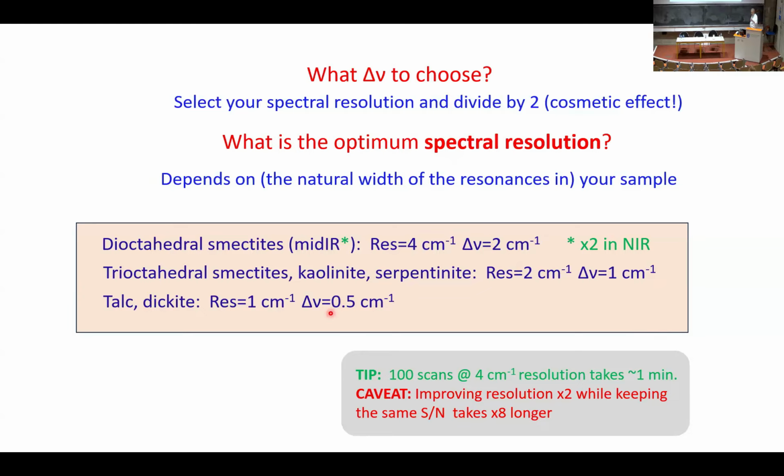Now there is a catch here. If you want to collect a good spectrum, 100 scans for averaging at 4 wave numbers resolution, on a moderate spectrometer, you need about 1 minute. If you want to get the same signal to noise and improve the resolution by a factor of 2, setting the resolution to 2 wave numbers instead of 4, you need 8 times longer. So the acquisition time will become a determining factor on how far you want to go.